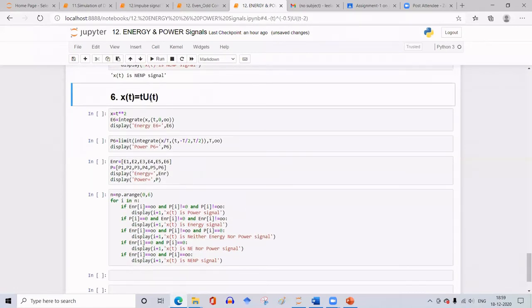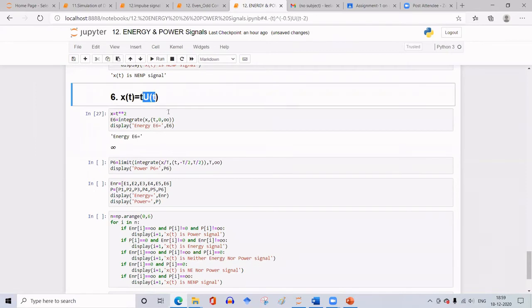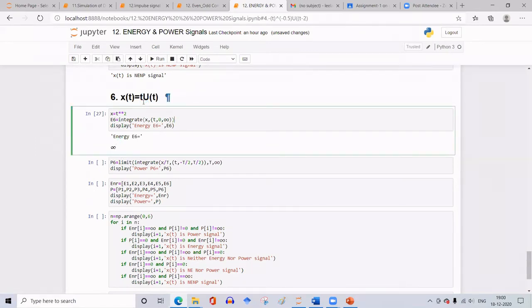Similarly, the last one is t u of t. This is a ramp signal, is it not? t into u of t. So I'm taking t square, then taking the integral of that and evaluating the energy. Integral t square dt from 0 to infinity because it's multiplied by u of t. I'll get it as infinity because this is a ramp signal which goes on increasing up to infinity. So when you integrate it, you will get infinity.